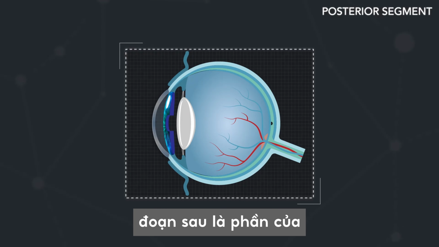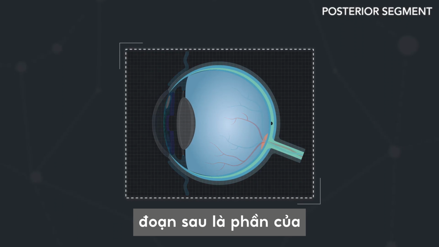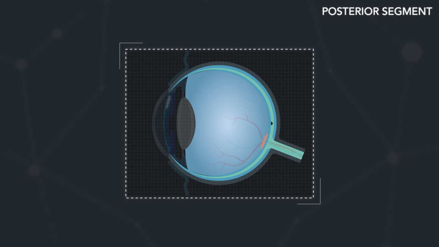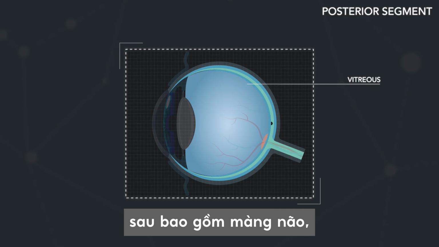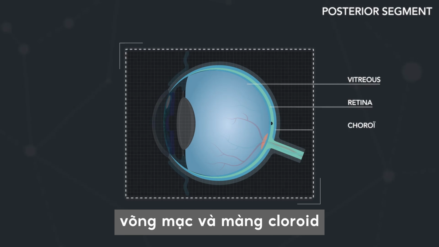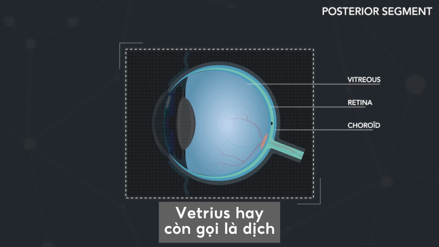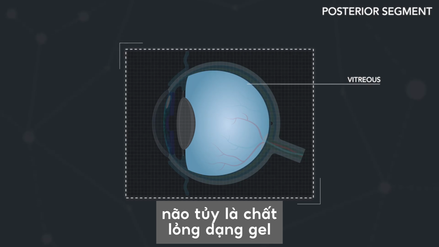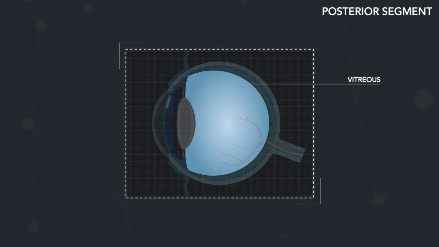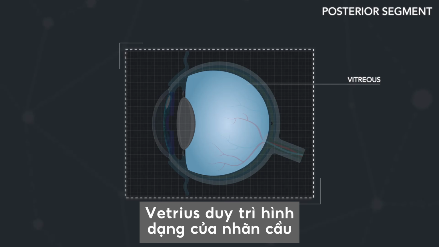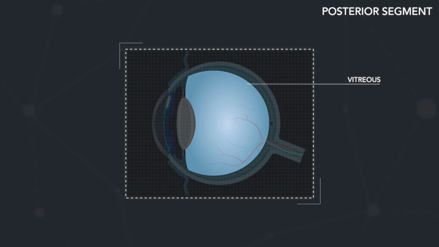The posterior segment is the portion of the eye behind the lens. Structures located in the posterior segment include the vitreous, the retina, and the choroid. The vitreous, also called the vitreous humor, is the clear gel-like fluid in the back of the eye. The vitreous maintains the shape of the eyeball.